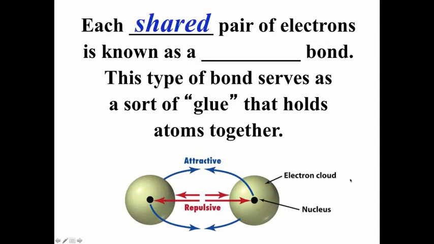Now, each shared pair of electrons, as we just said, is known as a covalent bond, and what this bond does is it kind of glues the atoms together. So here's an atom with its nucleus, positively charged, bonded to another atom or near another atom with a nucleus, positive charge, and the nuclei, both being positively charged, repel each other. But there's electrons here, and the electrons are negatively charged, and these negatively charged electrons attract the positive nucleus here, and they attract the positive nucleus there, and that glues, in a sense, these 2 atoms together.